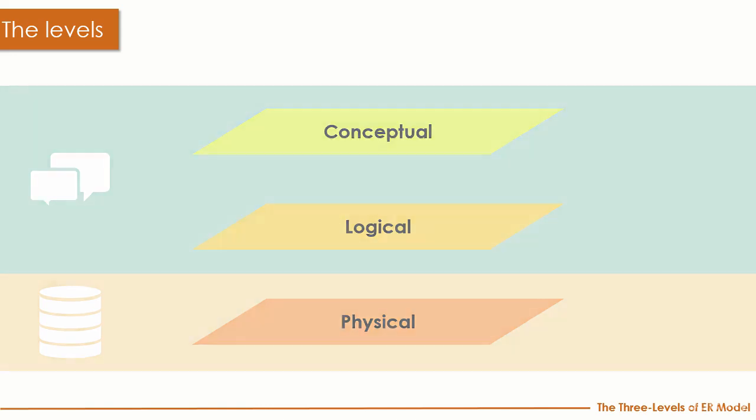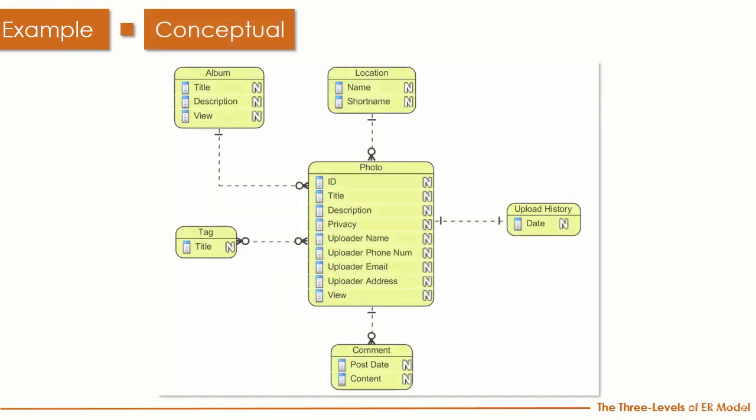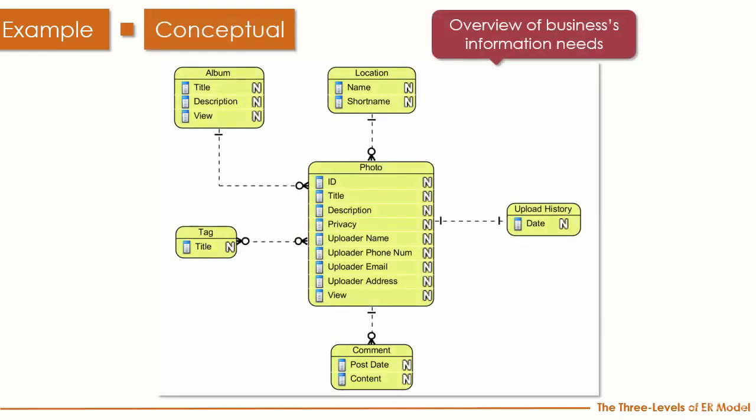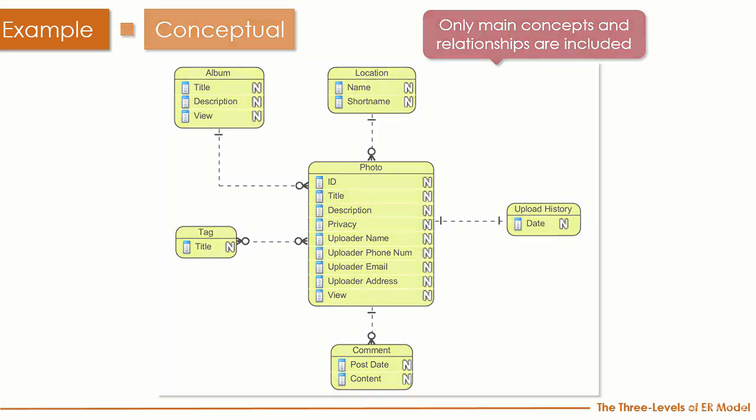Let's just walk through what they are. The conceptual model. This is a very simple conceptual model of our example, the photo album software. It overviews the business information that is needed. So we have a photo. We need to store the location. We store the album, and photos are stored in the album. And you can see one album has multiple photos, etc. And it only stores the main concepts.